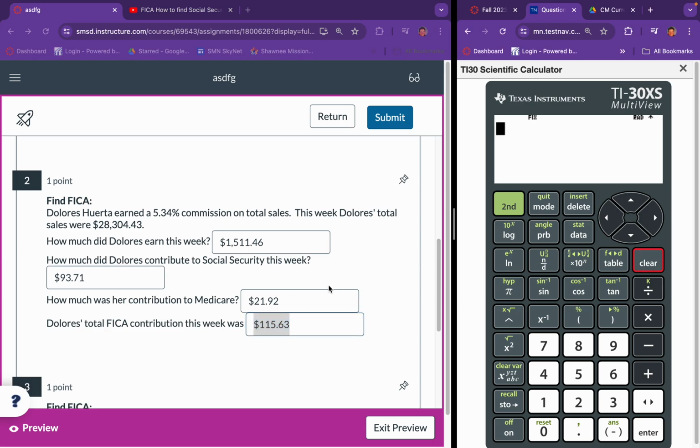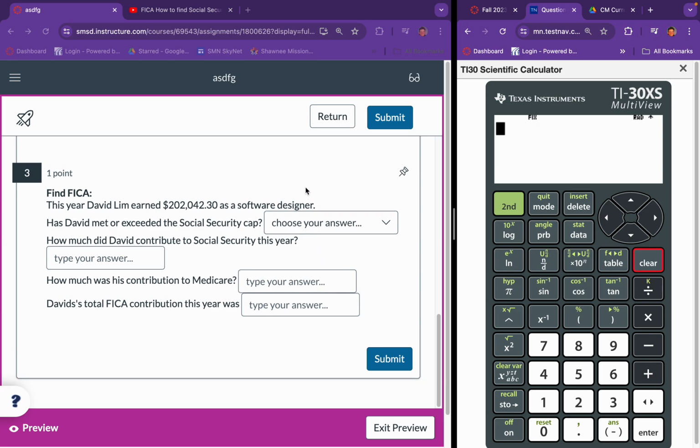All right. Next. Okay. This year, David Lim earned $202,042.30 as a software designer. So this is what he's earned this year. So from January 1, 2024 to December 31st, 2024, in that calendar year, David earned $202,000.